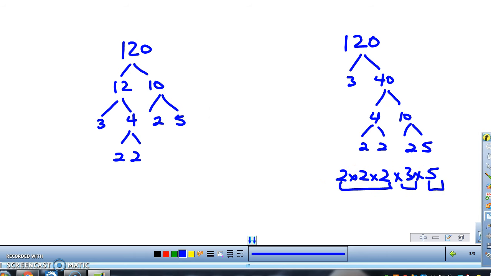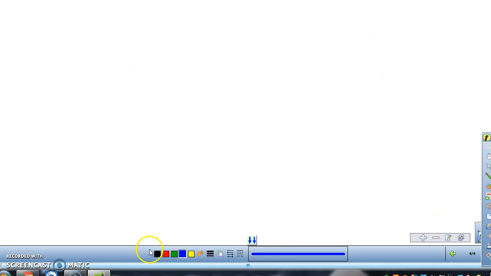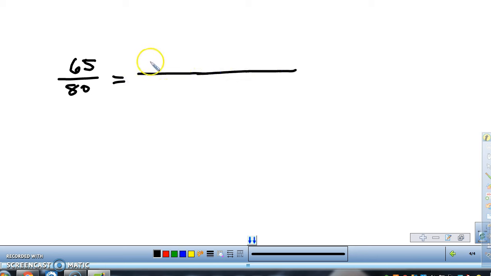Now you say, well, why are we learning this? Well, for one, it's on the I step. And secondly, it's going to help us in simplifying fractions. So let's say that we had a problem of 65 over 80, and we want to simplify this fraction. So what I could do is I could write the prime factorization of the top number here, the prime factorization of the bottom number, and then I could cancel common factors.